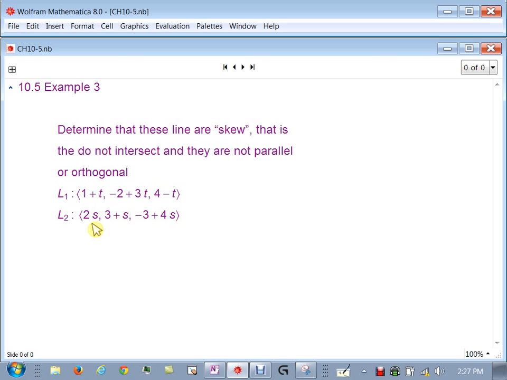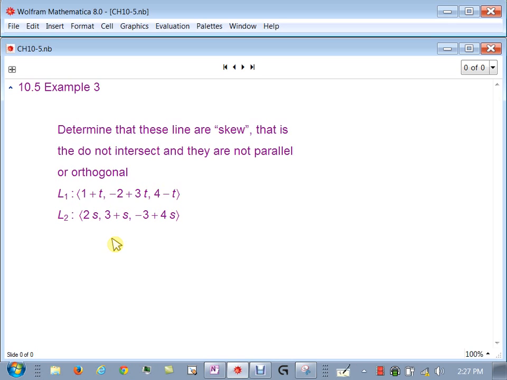Why do you think I used s instead of t? They're 2 different lines, right? And I want to know if these 2 lines hit each other, or if they don't. We're going to show that they're skew. But we do have to show that they don't intersect each other. So let's say I have a line sitting out there in space, and I have another line sitting out here in space, and let's say they do hit each other, right?